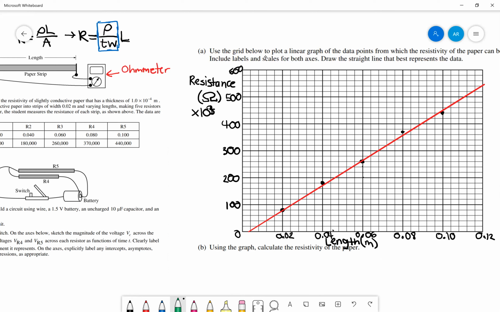Well, this point seems pretty good. The line goes straight through that point. Let's see if there's another point we can find. This point seems like a pretty good fit as well. I typically avoid using the experimental points, because that's an estimate according to the line. So we're going to use two separate points and try to find the slope.